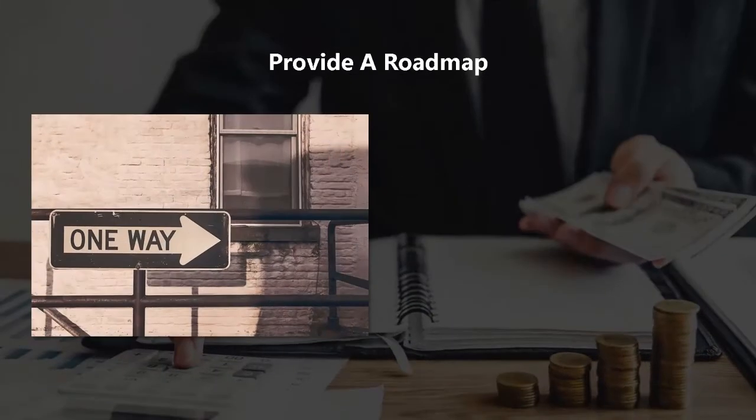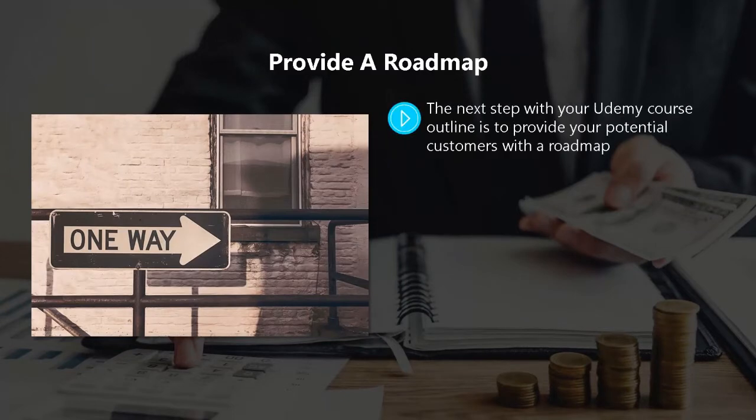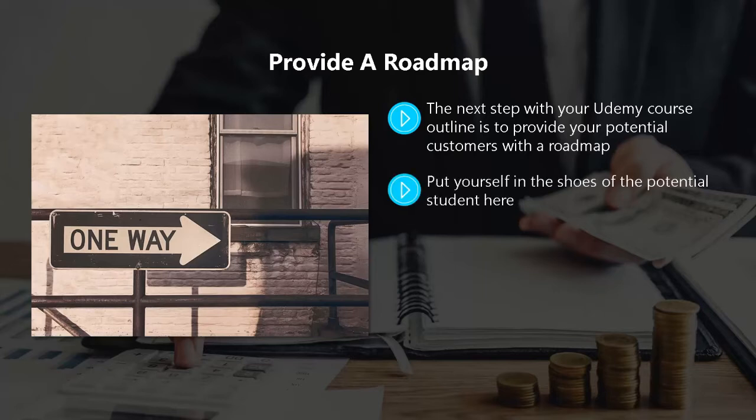Provide a roadmap. The next step with your Udemy course outline is to provide your potential customers with a roadmap. You want to minimize the number of steps as much as you can here. If a potential customer sees many steps involved to achieve the results they want, then they may try to find a similar course with less steps. Put yourself in the shoes of the potential student here.